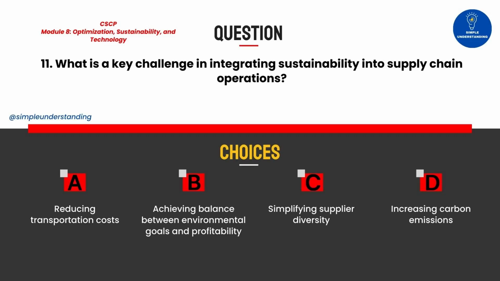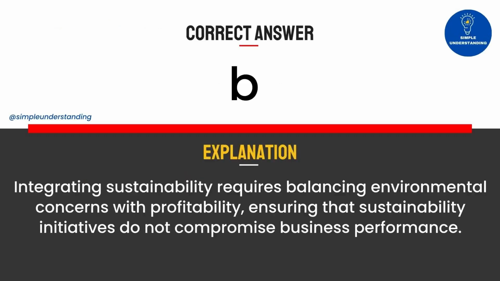11. What is a key challenge in integrating sustainability into supply chain operations? A. Reducing transportation costs. B. Achieving balance between environmental goals and profitability. C. Simplifying supplier diversity. D. Increasing carbon emissions. Correct answer: B. Explanation: integrating sustainability requires balancing environmental concerns with profitability, ensuring that sustainability initiatives do not compromise business performance.